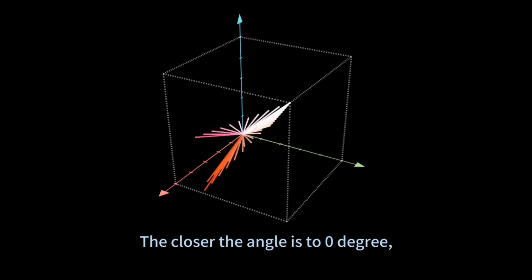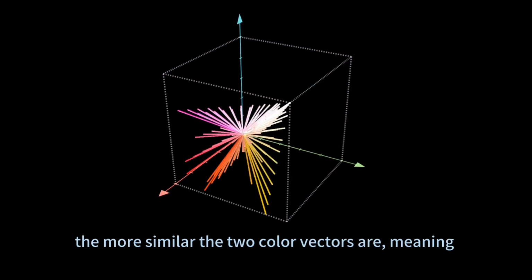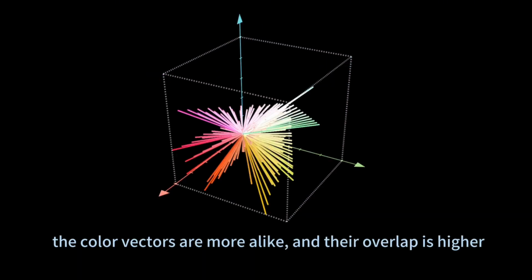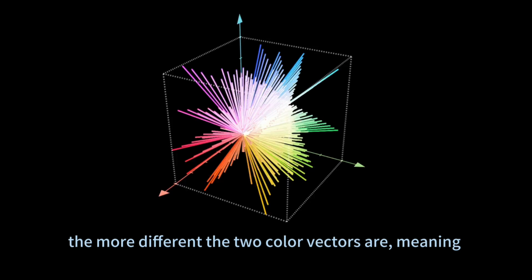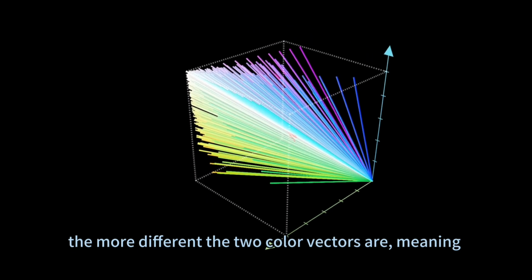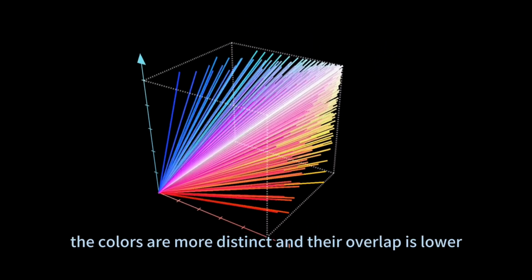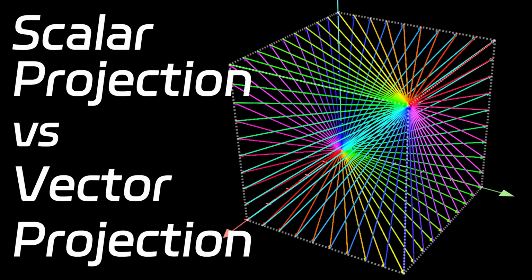The closer the angle is to 0 degrees, the more similar the two color vectors are, meaning the color vectors are more alike and their overlap is higher. The closer the angle is to 90 degrees, the more different the two color vectors are, meaning the colors are more distinct and their overlap is lower.